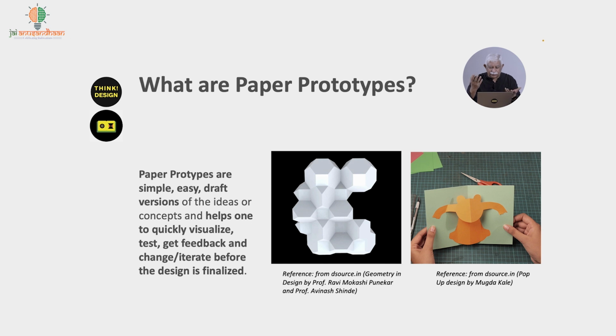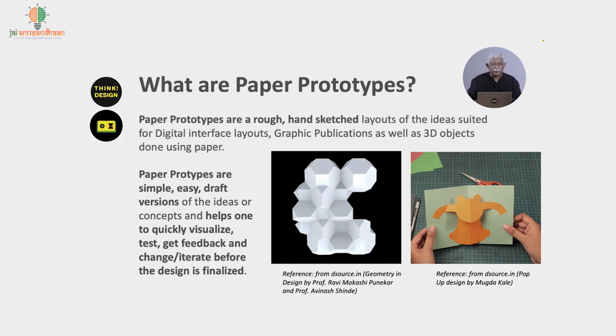Like the example here, the person is trying to do a pop-up book, trying out different animals. The left one is an example in geometry, where the person is trying to explain how you can use paper for this kind of thing. So again, paper prototypes are fast, and they're suited for many applications. You can do it for digital interface layouts, graphic publications, or even 3D objects.